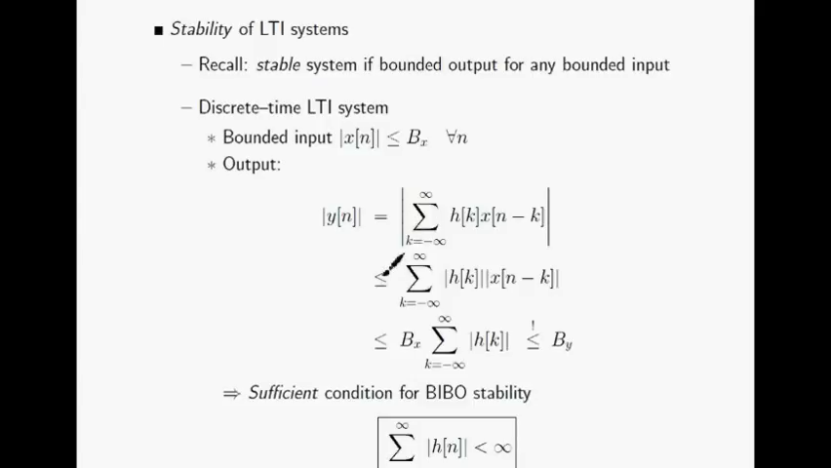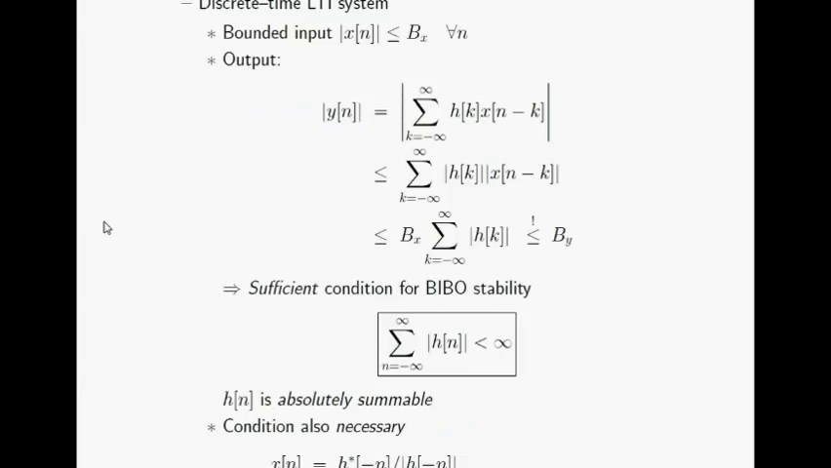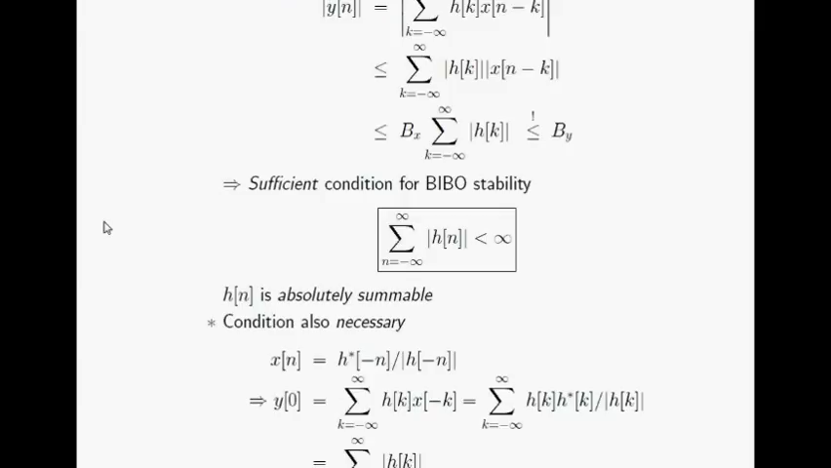So if I take the modulus inside, then the equals to will become less than equals to. Okay, and I can replace this x of n minus k with bx, and the rest will remain the same. So this whole term I can say py, which states that your y of n, which is the output, is a bounded function or a bounded signal. Hence it is the sufficient condition for BIBO stability, and hence your system is stable.